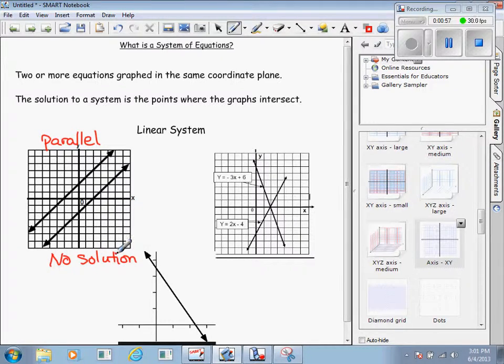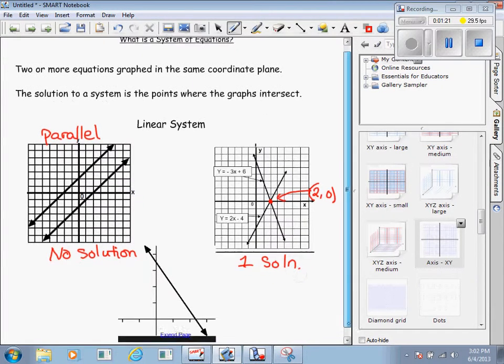A second option is where our lines intersect at one point, a system like this one. In this case, that one point where the two lines intersect is the solution, so the solution to this system would be the point (2, 0). That is the only place these two lines will intersect, so this system has one solution.